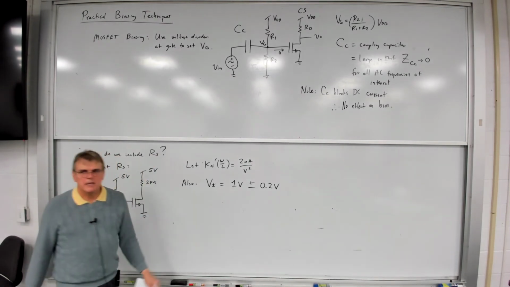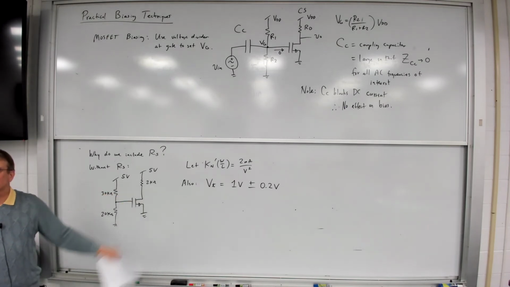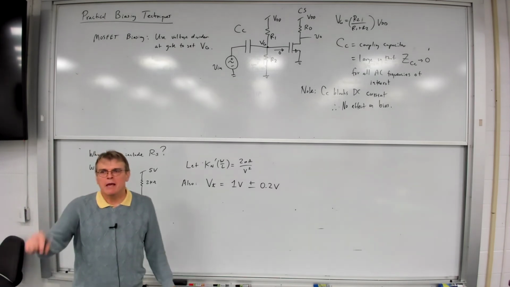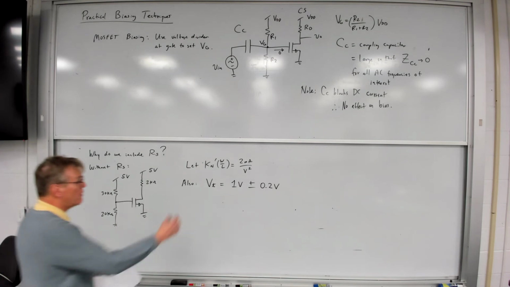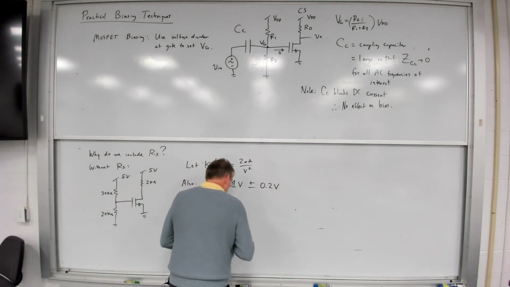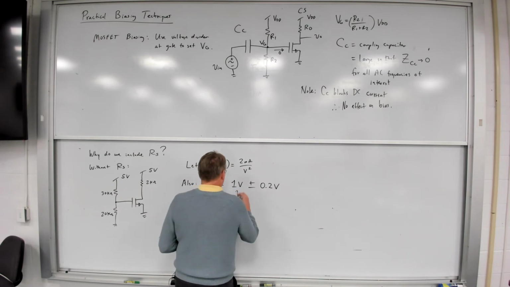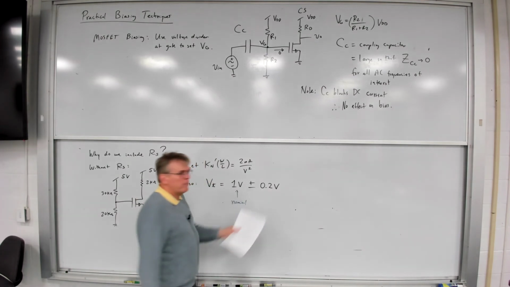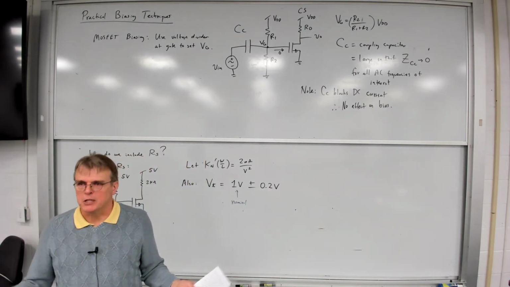Let's also assume V sub t is 1 volt plus or minus 0.2 volts. Now this has everything to do with real-world circuits, because what do we have? We have tolerance in all components, including transistors. So let's assume that this 1 volt is our nominal value, and the plus and minus 0.2 volts is, in effect, process variation. It's tolerance.